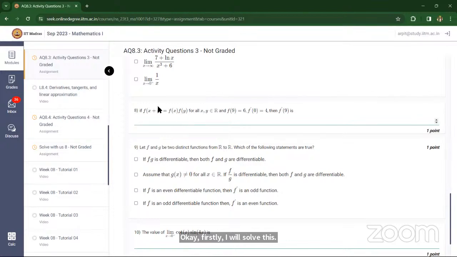What is the question saying? You have f(x+y) = f(x)·f(y) for all x, y belonging to R, and you have the value f(9) = 6 and f'(0) = 4, right? If you put x = 5 and y = 4, you will get f(9). Here you will get f(4)·f(5), and f(5) is equal to 6, right?